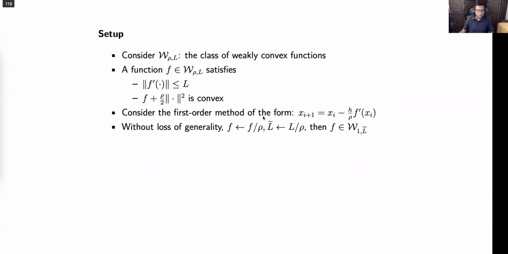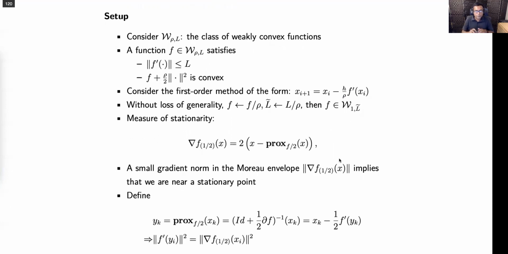Okay, so for this setup, for ease of exposition, we will consider first order methods of the form x_{i+1} equals x_i minus h over rho times f prime, which corresponds to the subgradient at x_i. So this is our first order method of consideration. Now, without loss of generality, we can scale the function by rho. If we define L tilde equal to L over rho, then we can just focus on the class of 1 weakly convex, L tilde subgradient bounded functions.